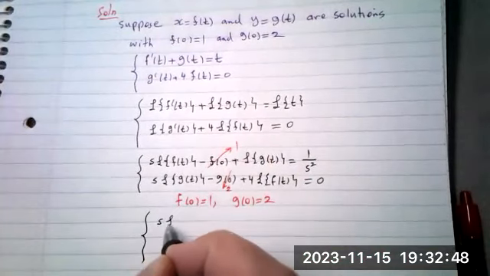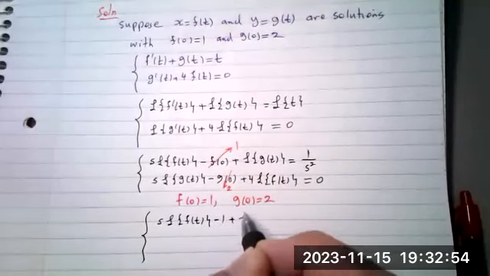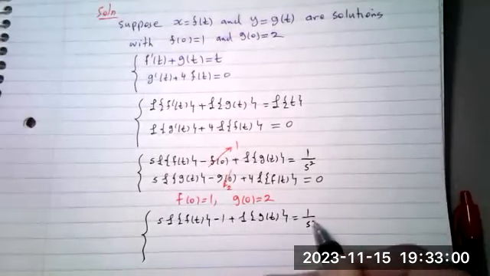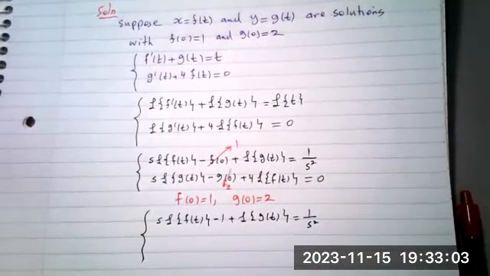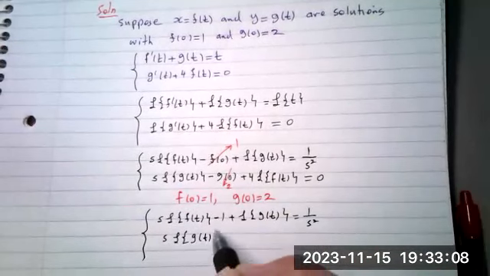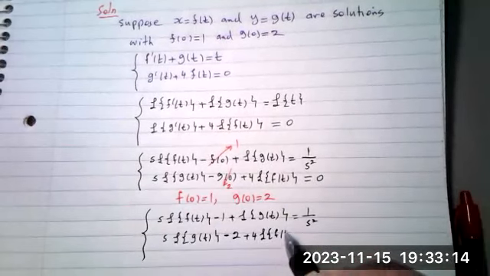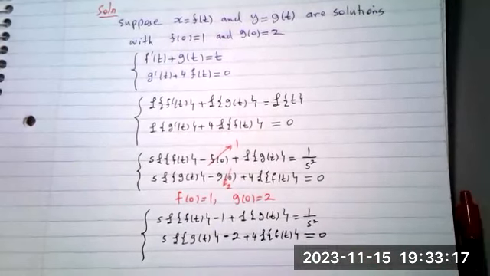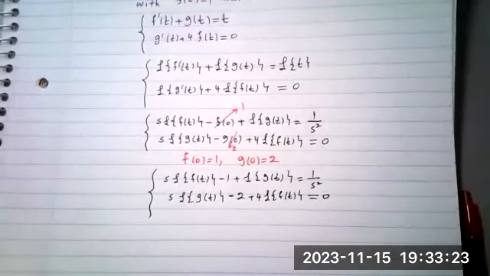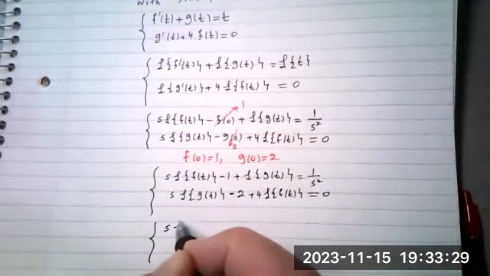So this is it. s Laplace of f of t minus 1 plus the Laplace of g of t equal to 1 over s squared. Second one, s Laplace of g of t minus 2 plus 4 Laplace of f of t equal to 0. Okay, that's all you have. I'm going to move the 1 and the 2 to the other side, to make it an algebraic system. I can do it now or I can do it later.